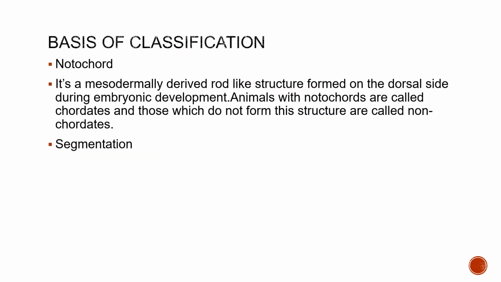When we are studying the basis of classification, we should not forget these two also. The first one is the notochord. So what is the notochord? It is a mesodermally derived rod-like structure formed on the dorsal side during embryonic development. Animals with notochords are called chordates, whereas animals which do not form this structure are called non-chordates. If we take this also, we can differentiate the animals and the classification will be much easier.